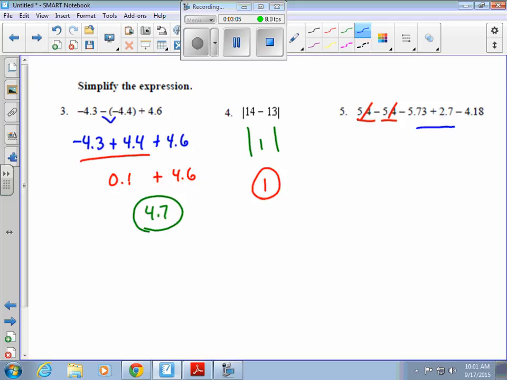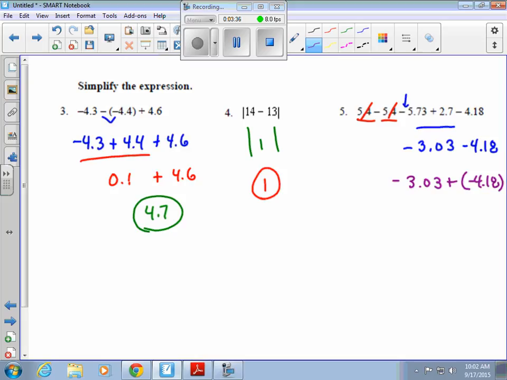0.73 minus 0.7 is going to be 0.03, and 5 minus 2 is going to be 3. Then you keep the sign of the larger absolute value. 5.73 is larger, so it's going to be negative 3.03. It's still minus 4.18. Now those are the same signs, so you add them up. Or you could rewrite it if you have to as an addition problem, negative 3.03 plus negative 4.18.